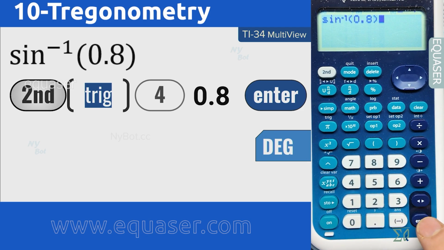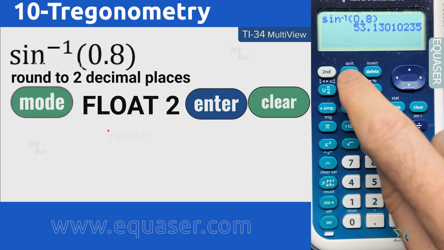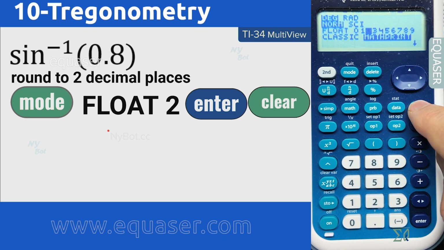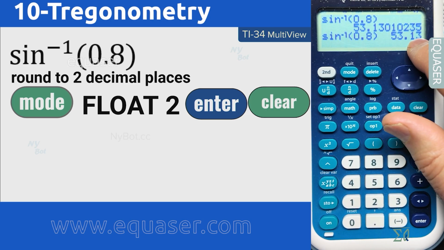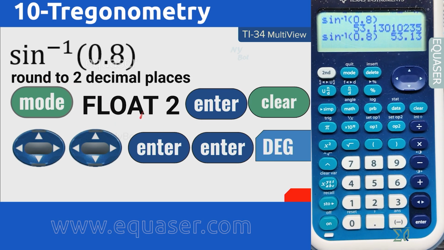0.8, close the bracket, and that's the value. It says rounded to 2 decimal places. Mode, go to float, 2, enter, clear, just press enter again, it will be evaluated, and the result is rounded to 2 decimal places. And the instruction is here.